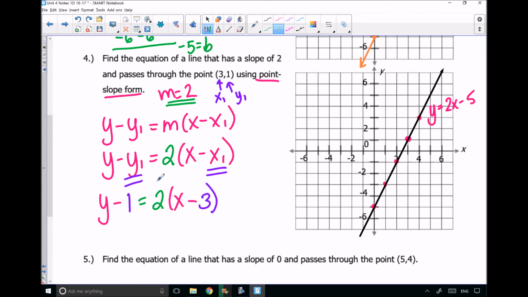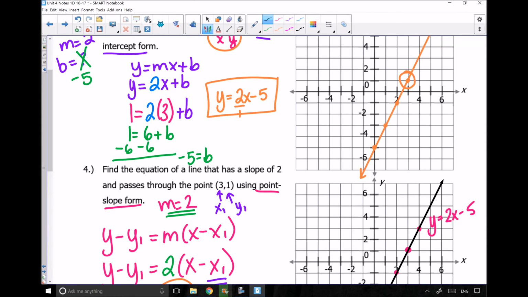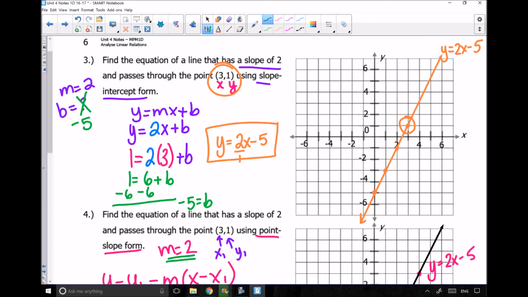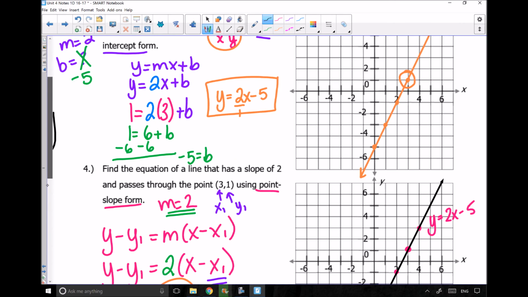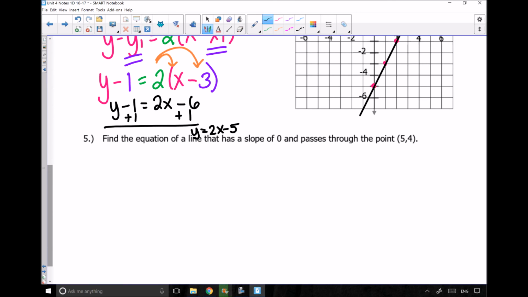So what I want to do next is distribute this 2 through. Okay, so I end up getting y minus 1 equals 2x minus 6. But my goal is to get the y completely alone. So in order to do that, I'm going to add 1 to both sides. So plus 1 on this side as well, and I end up getting y equals 2x minus 5, which is the exact same answer that we got before, which should make sense. So now you can see 3 different ways to do this. We can do it using slope-intercept form, we can do it graphically, and we can do it using point slope form.